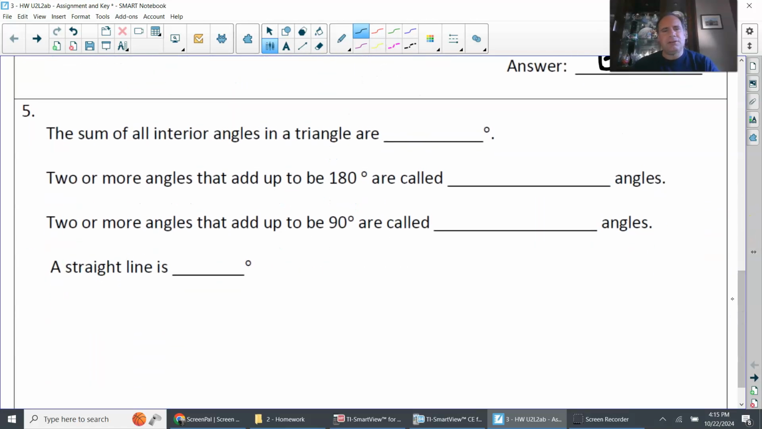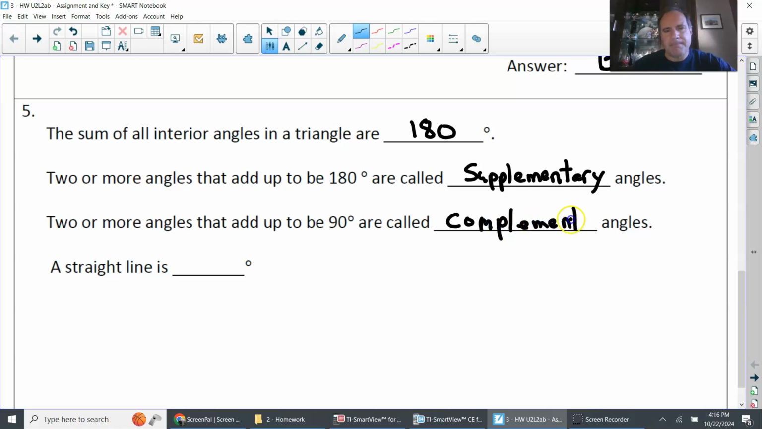All right, and this is just things that you need to know. The sum of all interior angles, when you add them up, is equal to 180 degrees. Two or more angles that add up to be 180 degrees are called supplementary angles. Two or more angles that add up to be 90 degrees are called complementary angles. And a straight line is 180 degrees.